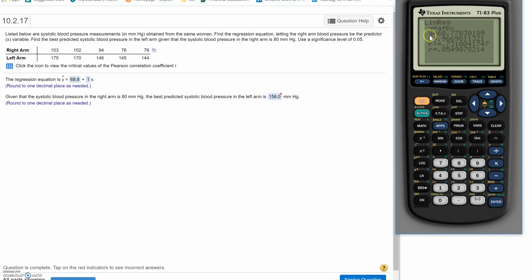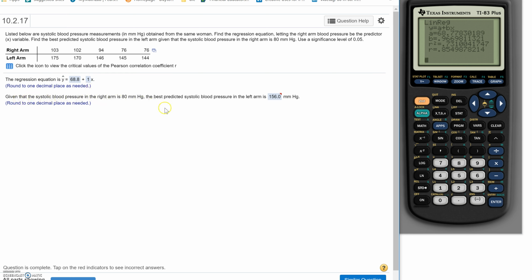So the A, basically equivalent to the y-intercept, is 68.8. We need to round to 1 decimal place. And B, which is the number in front of the x value, is 0.96. If we round this to 1 decimal place, you actually have to round it to 1. Okay, so that would be your regression equation as you can see it right here.